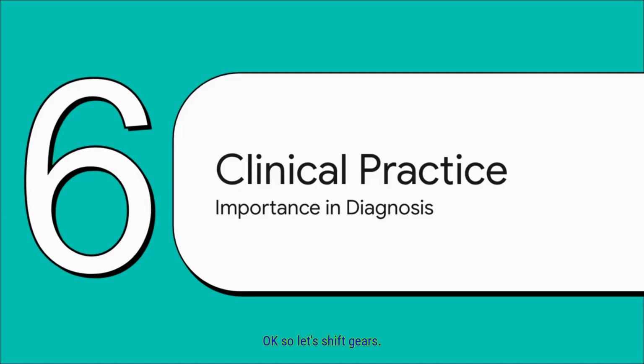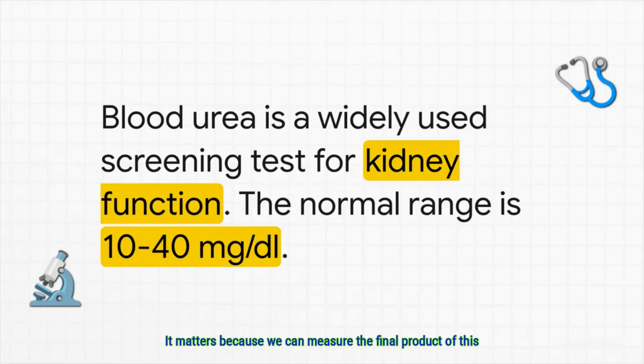Okay, so let's shift gears. We've done the biochem. Now let's make this clinical. Why do you, as a future doctor, need to know all of this? How does it actually matter when you're seeing patients? It matters because we can measure the final product of this whole pathway. You can check the level of urea in a patient's blood. You're going to hear the term BUN, or blood urea nitrogen, 1,000 times in your career. It's a standard blood test, and it gives you a fantastic window into 2 big things: how well the kidneys are working and what's going on with protein metabolism.